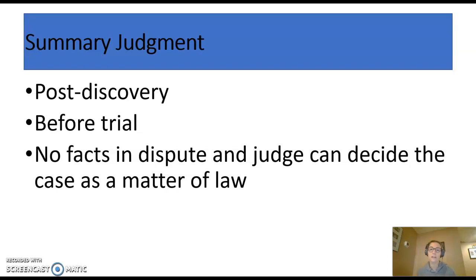Right before a trial, parties can try to obtain summary judgment. Either party can move for summary judgment. This is a fancy way for the attorneys to argue that there's no basis for a trial because there are no disputes of fact, and the judge can decide the case as a matter of law.